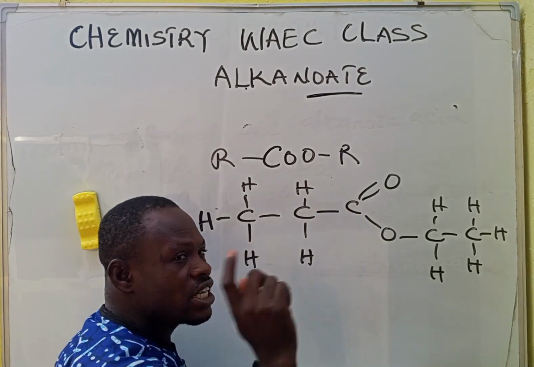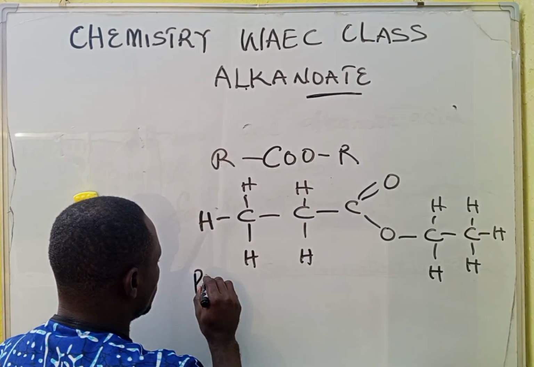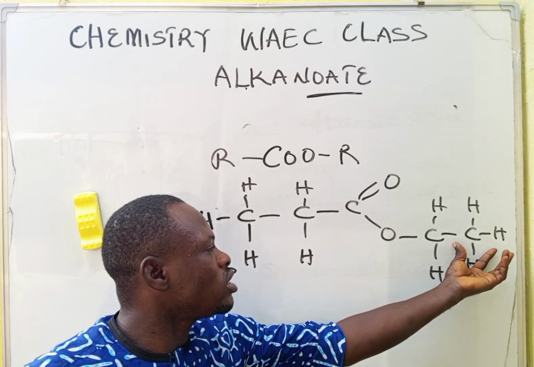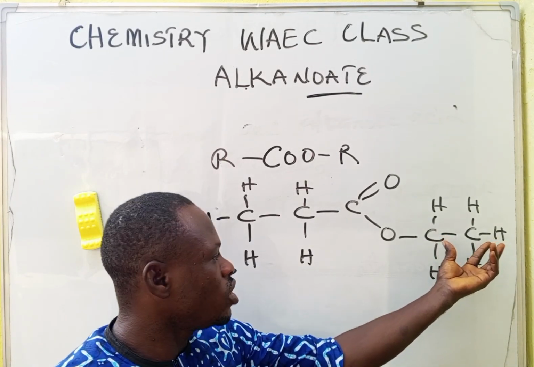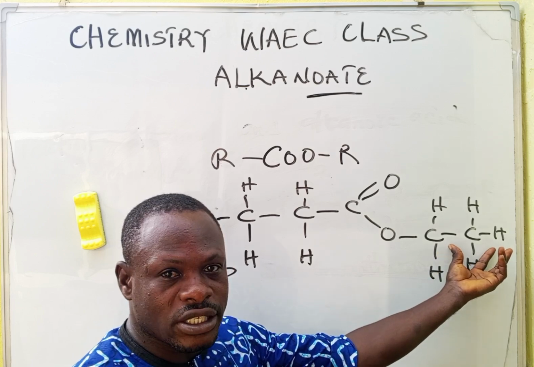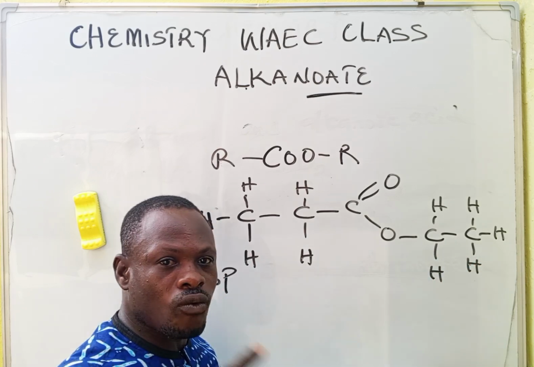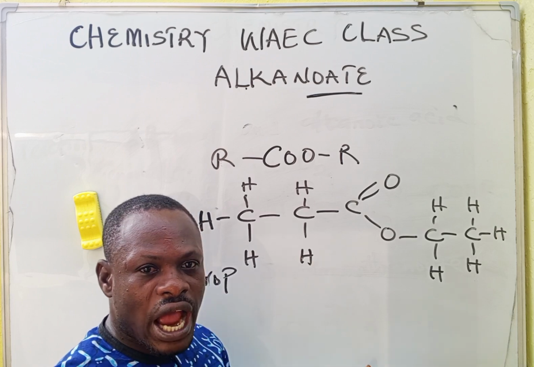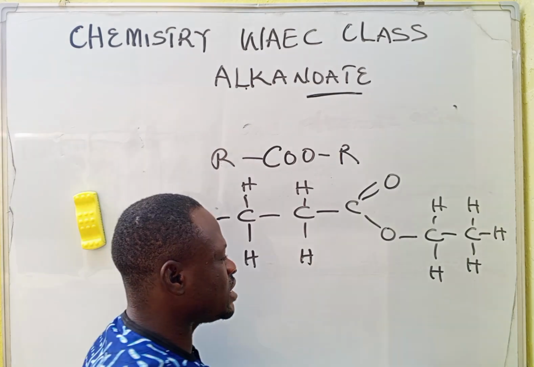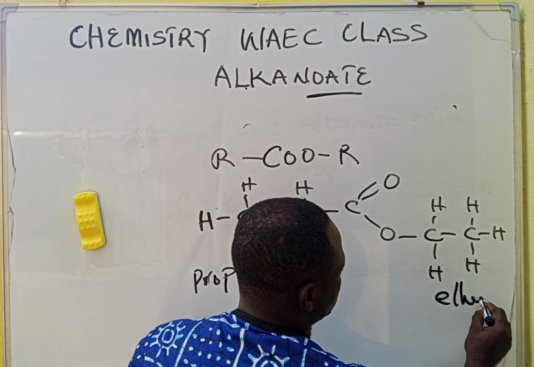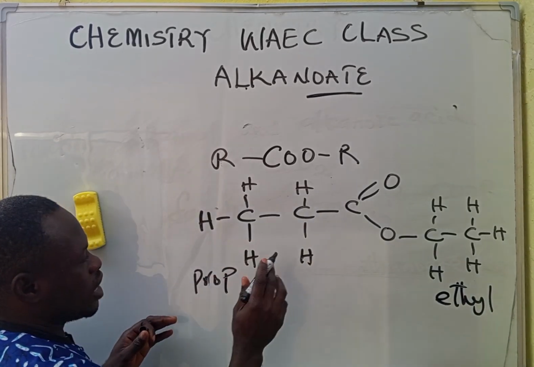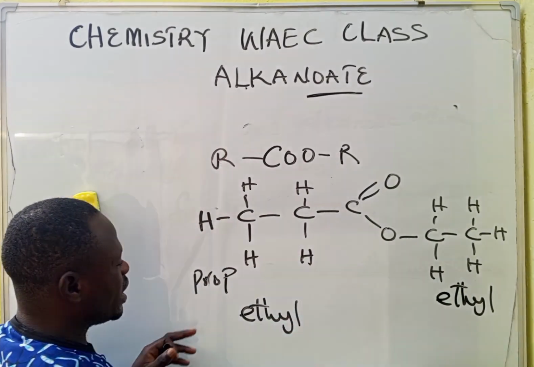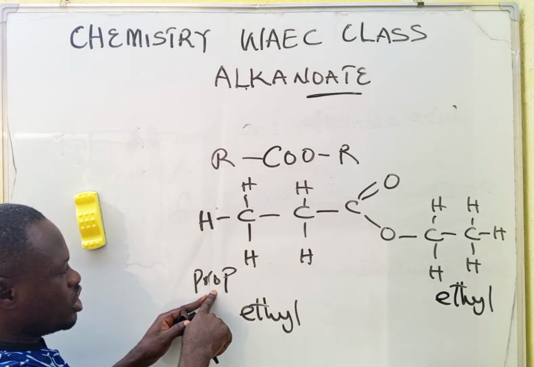One, two, three. Three carbon atoms is called prop. All right, prop. Now this carbon chain here, there are two, so this is ethyl. The removal of one hydrogen atom from an alkane is called an alkyl group. So this one is ethyl. How do you call this one? You call it ethyl. You now come to this name. The name is what? Prop.